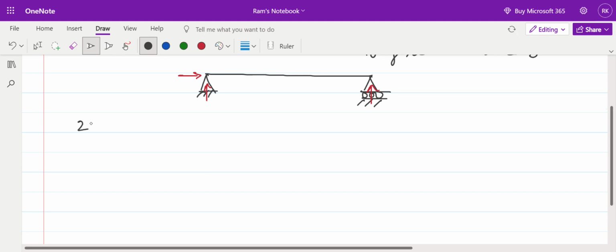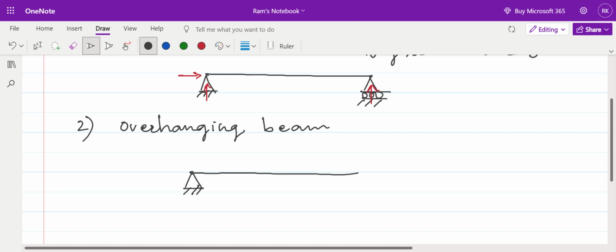The second type of beam we have seen in our previous lecture is known as the overhanging beam. In this particular structure, one of the supports is hinged, the other support is roller, and the third end is free. Again, if we calculate the number of reactions, the hinge support will offer 2 reactions to the applied loads, and the roller support will offer 1 reaction. So the total number of reactions in this particular beam is equal to 3.